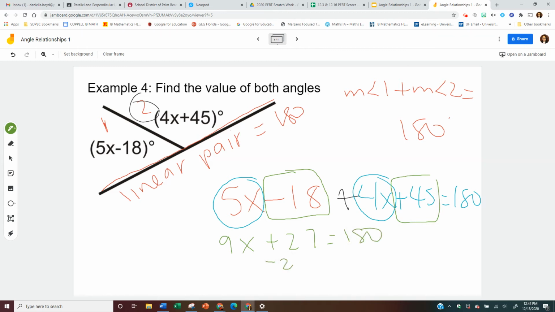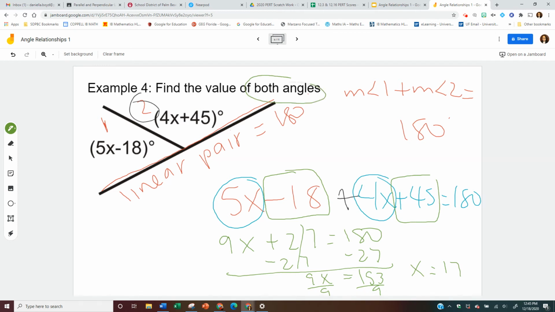I want a minus 27 on both sides, and I get 9x is equal to 180 minus 27, which I'm definitely using a calculator for. I get 153. To solve for x, we divide by 9 on both sides, and we get that x is equal to 17. Now here's a catch.